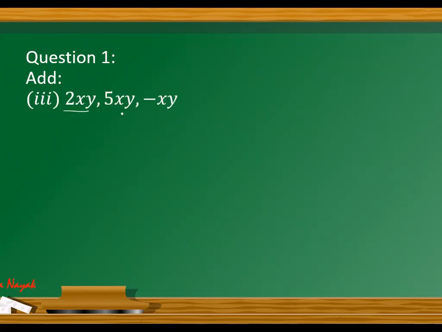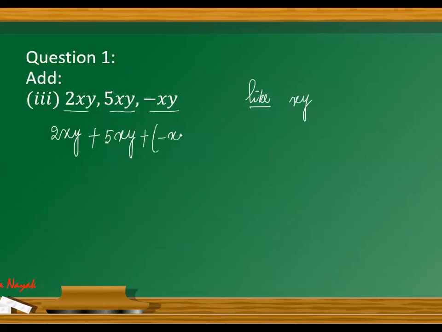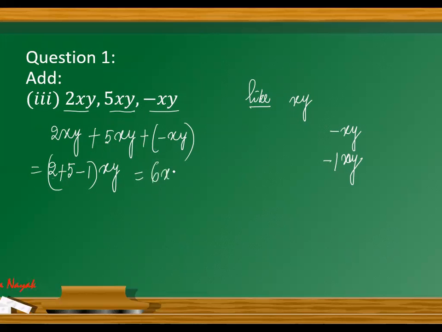Next, third is 2xy, 5xy, minus xy. All are like terms. They have the variable xy. So 2xy plus 5xy, then plus minus xy. Minus xy means it has the numerical coefficient minus 1. So this will be 2 plus 5, and from the last term I am taking minus 1, and all will have xy. So 2 plus 5 is 7, minus 1, 6xy.